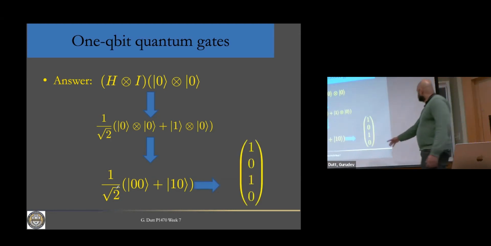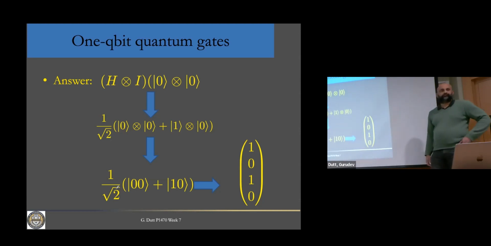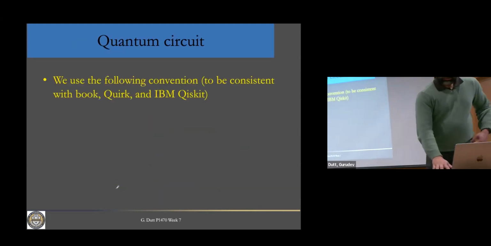Which I can write in column vector form. Remember, I have to put the 0 0 coefficient on top, the 0 1 coefficient second, 1 0 on the third, and 1 1 at the bottom. Sorry, I forgot the 1 over root 2 outside, so there's a 1 over root 2 sitting out here. Everybody okay with this notation? Okay, we can do the same for all of the others.